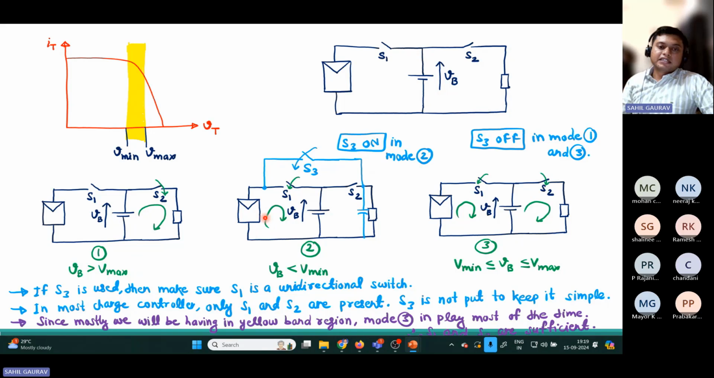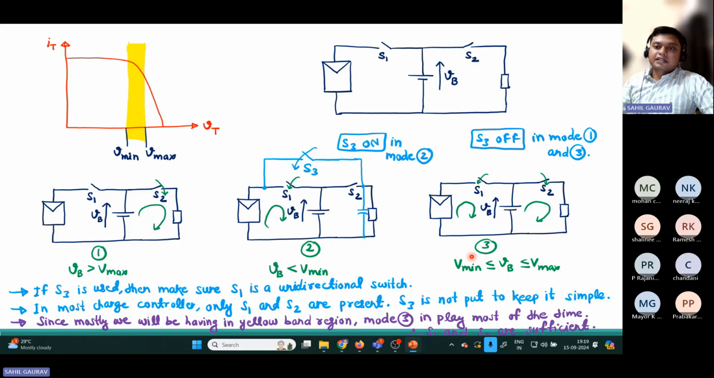And now let us see the second case. When this battery voltage is less than V minimum, it means that our battery is nearly discharged, nearly going to be fully discharged. So we have to disconnect the load and connect with the PV panel so that it can be charged through this PV panel.